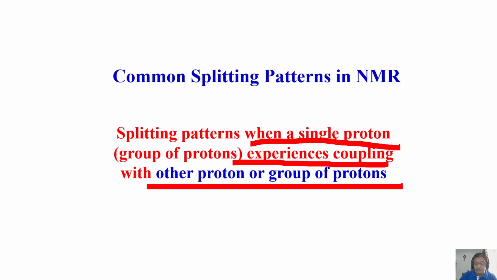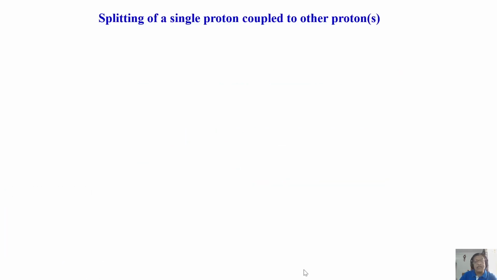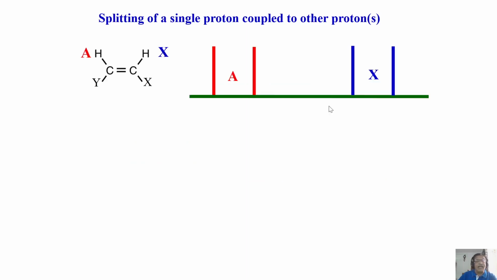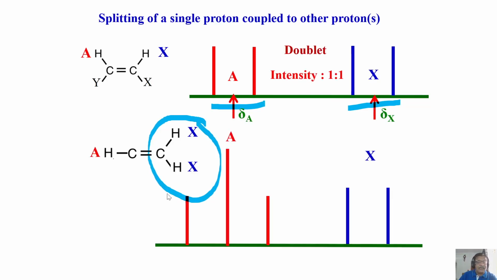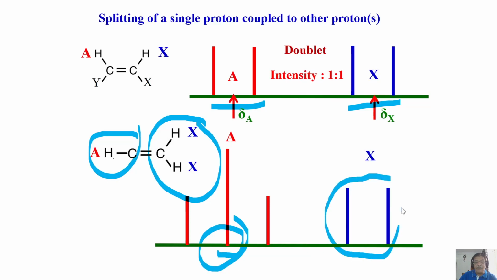Okay, how do we do that? Now, splitting of a single proton coupled to other protons: we know that if A is coupled to X, it is a doublet. Starting with the simple case, the intensity is 1:1. Now, if A is coupled to two equivalent protons, the CH2 protons, then CH will be a triplet, and CH2 will be a doublet. Because CH2 comes at high field, remember, and it is a doublet because of this CH. Whereas this CH comes downfield, and is a triplet because of this CH2.